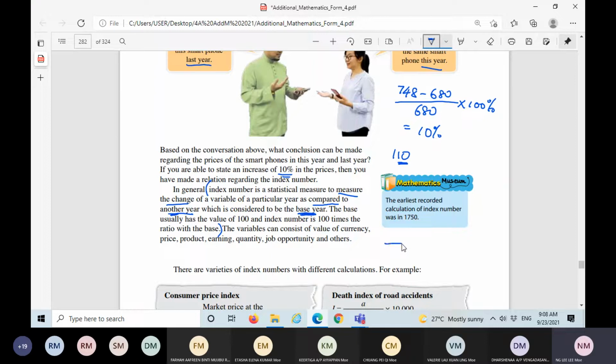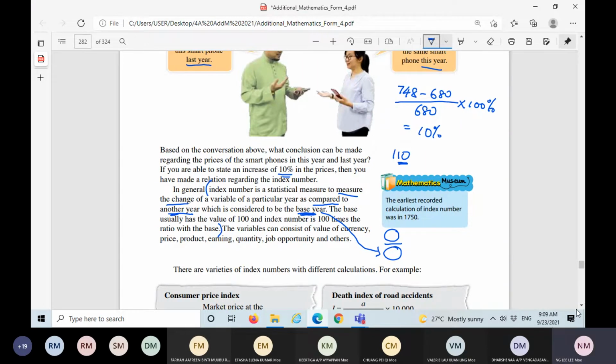Since this is a ratio, you have a numerator and denominator. The base year is always at the denominator. The base usually has the value of 100, and the index number is 100 times the ratio with the base. We will see what is the meaning.